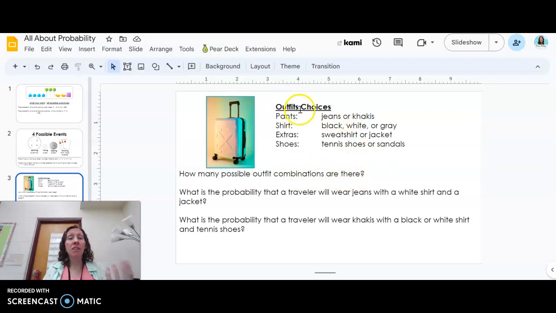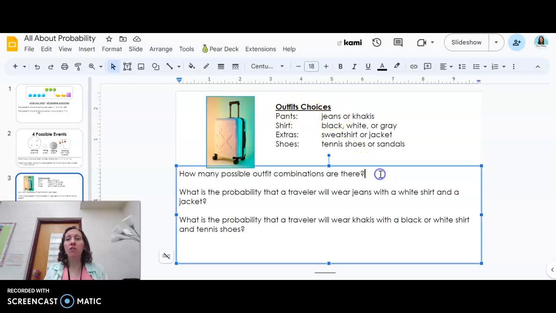Okay, so what we're going to do is find the number of total options for each. So we have 2 pants to choose from, and we have 3 shirts to choose from, and we have 2 cover-ups to choose from, and then we have 2 pairs of shoes to choose from. So if we multiply these all together, 2 times 3 is 6, 6 times 2 is 12, and 12 times 2 is 24. So I have 24 different outfits that I could wear if I mix and match all the stuff.